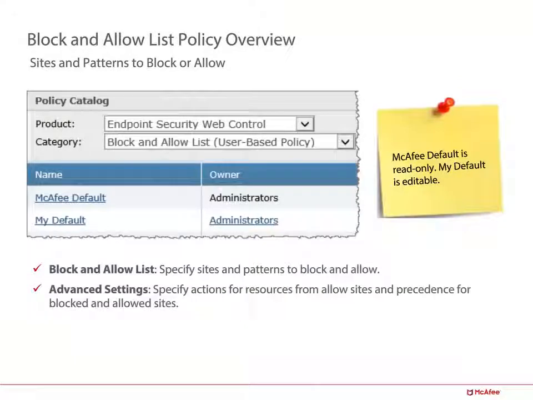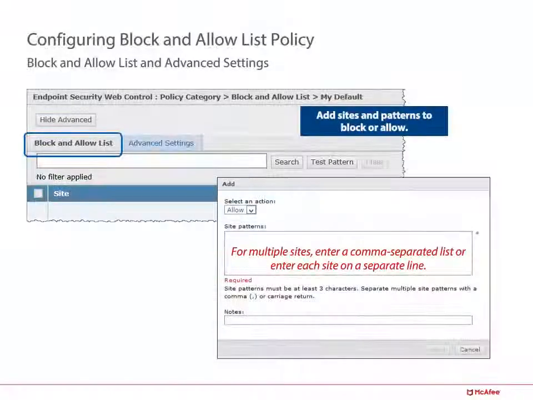The block and allow list policy, this is where you can go in and set up what sites and patterns you want to block or allow. Click on the Block and Allow List tab to specify the sites and patterns to block or allow. You can select the advanced settings to specify the actions for the resources from the allowed sites and set the precedence for the blocked and allowed sites. The settings on the Block and Allow List tab are as follows.